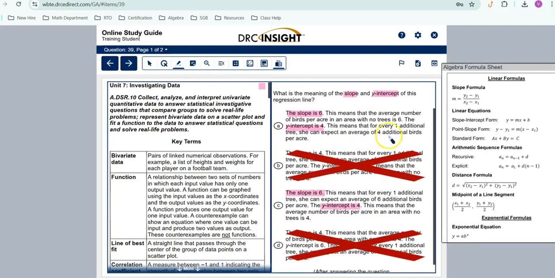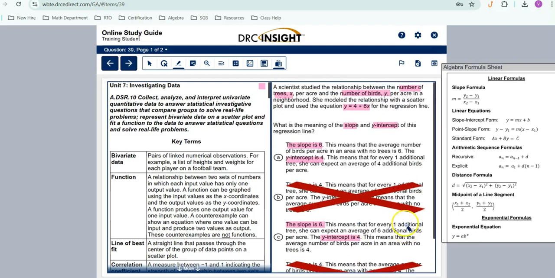So now we need to read all these extra words in between and figure out what the slope and the y-intercept mean. Remember, slope is a rate of change, so it's telling us how our birds and our trees are changing within this area. And our y-intercept would be the beginning, the starting point: the average number of birds when there are no trees, when x is 0.